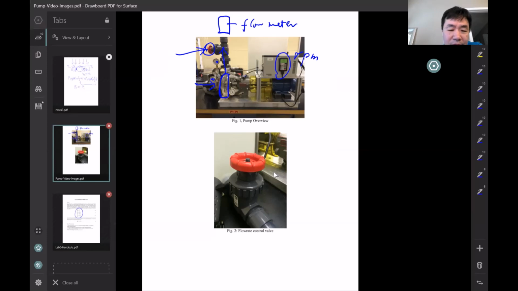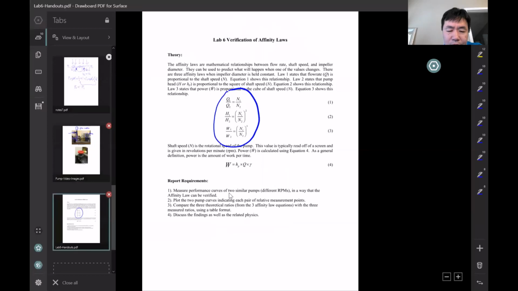This is the report requirement. Basically, I want you to plot both pump curves and compare the ratios. So I guess that's lab number 6.